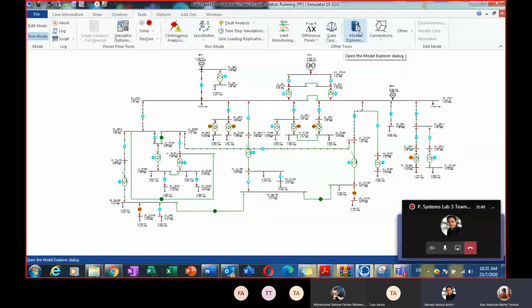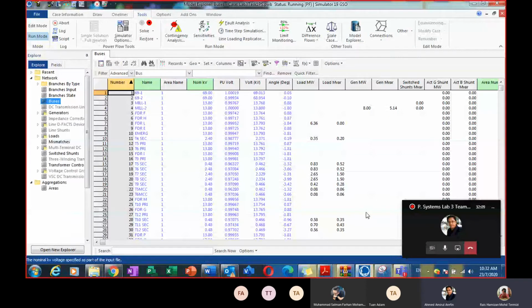So, for task one, can you repeat again what to compare? Yes, you just need to see if any per unit voltage is less than 0.95 or not. Okay. And your loadings should not exceed 100%.